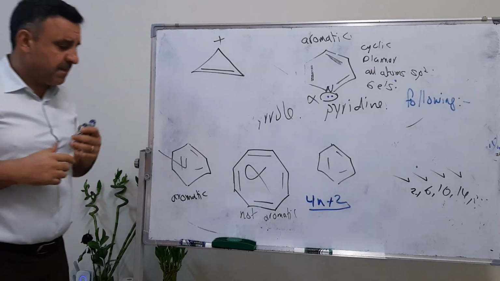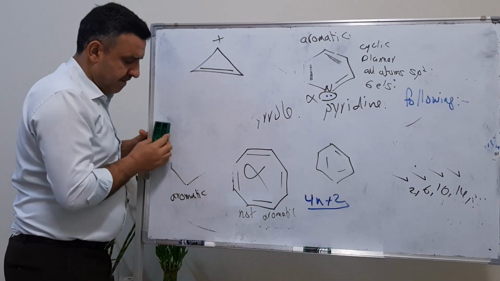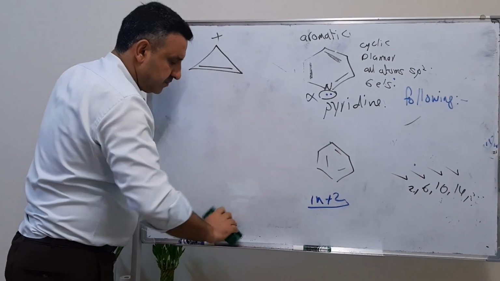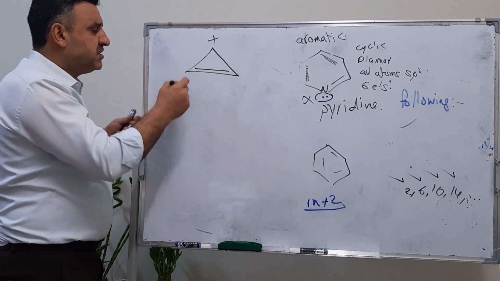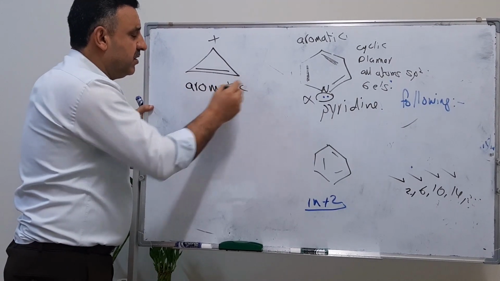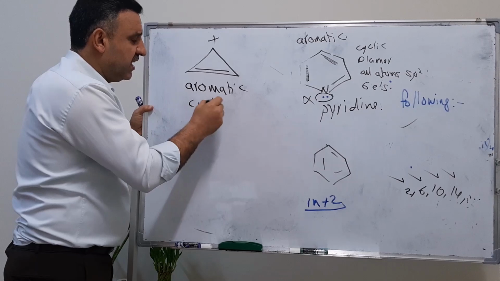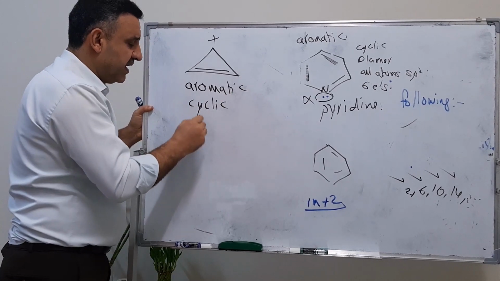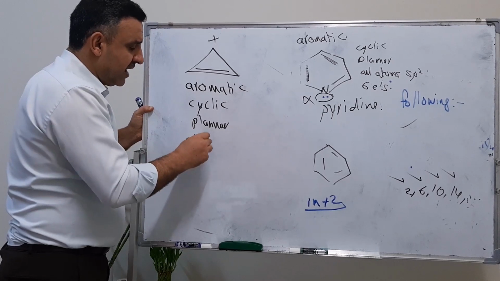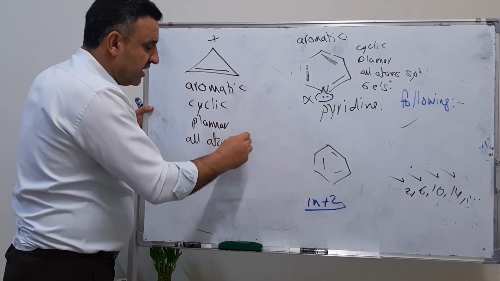What do you think? Aromatic. Why? This species, this carbocation, is aromatic because it is first cyclic, and it must be cyclic. It's planar, and all atoms are sp2.